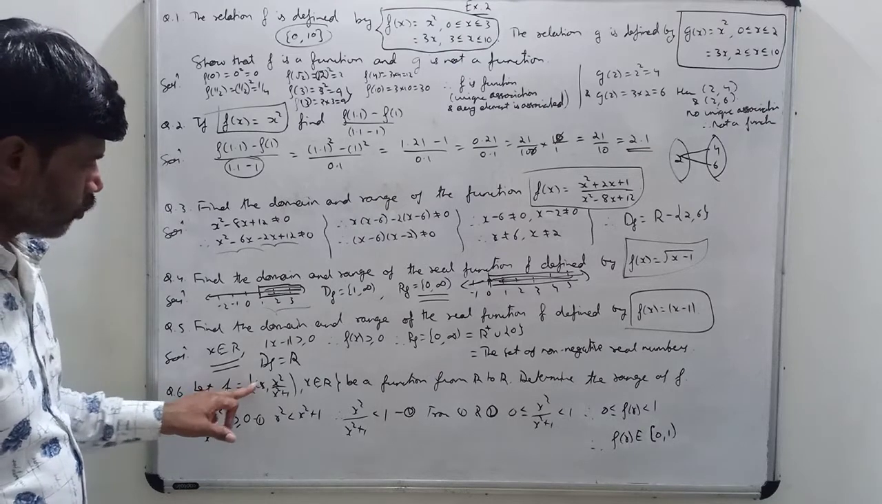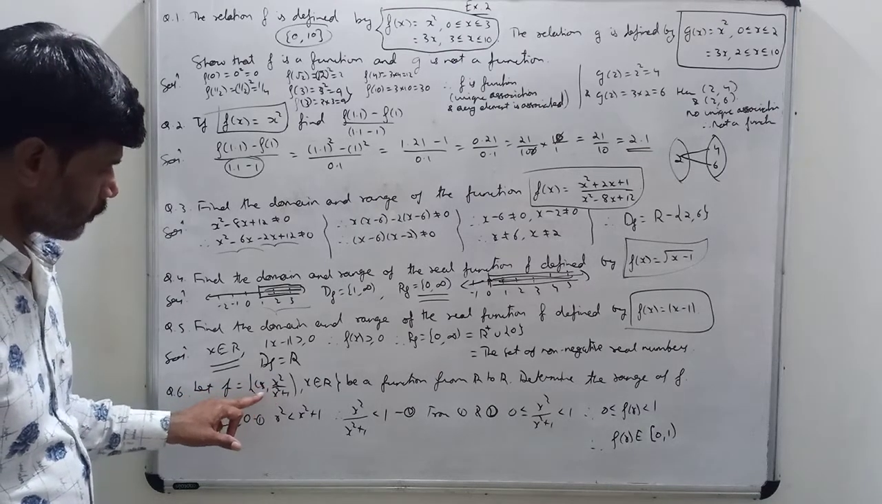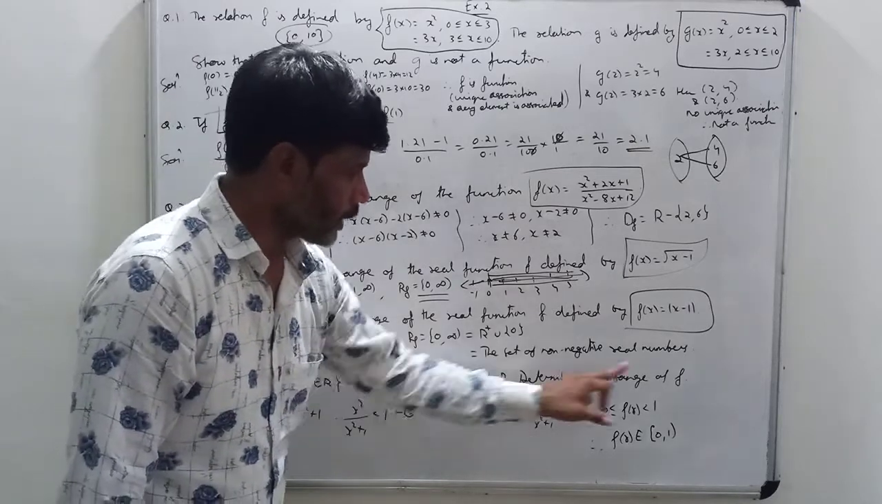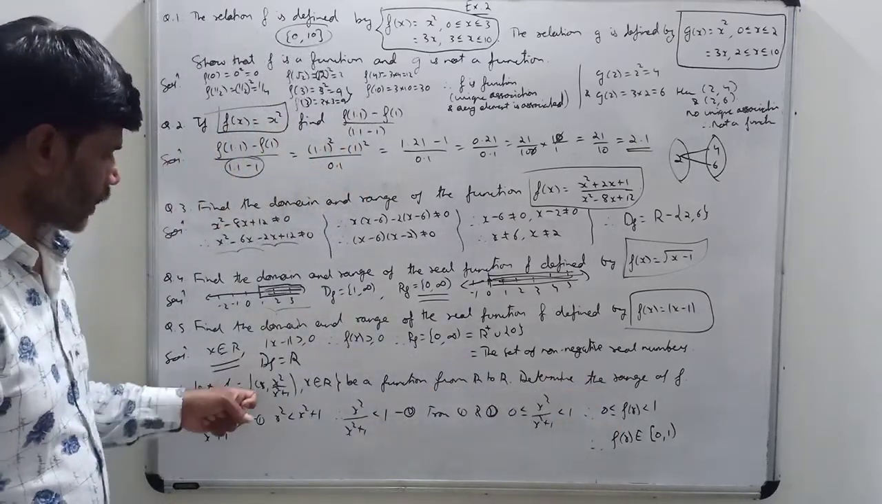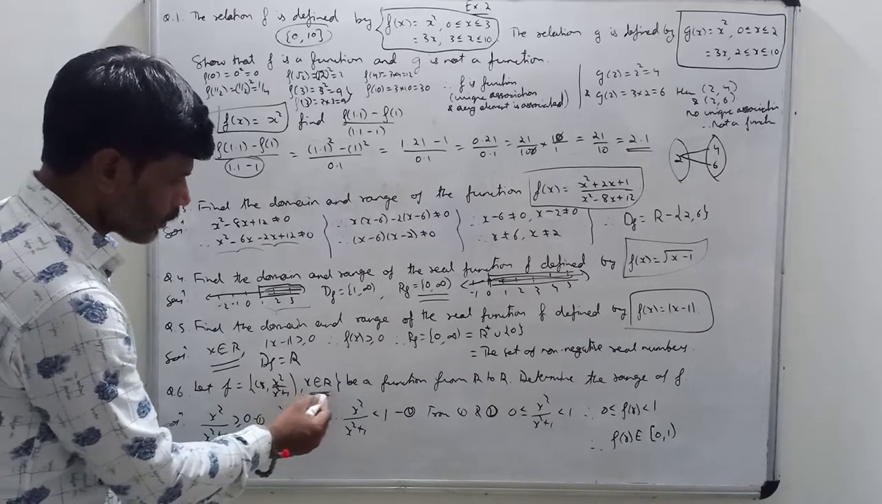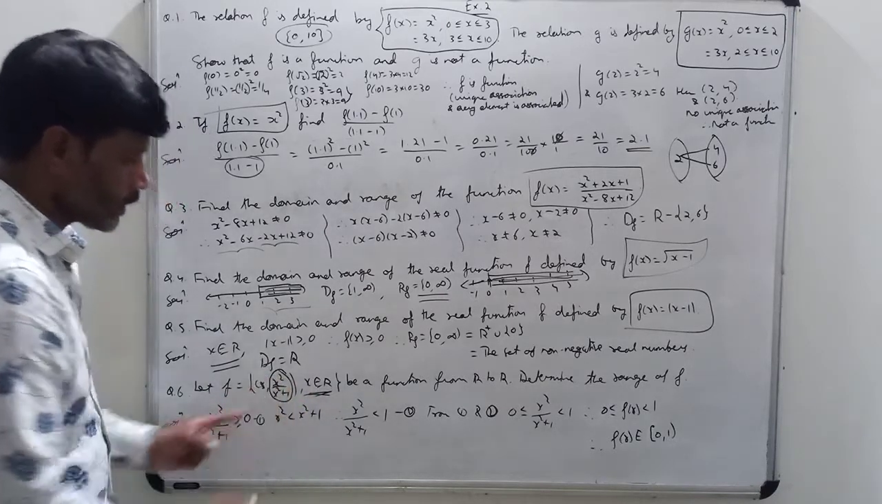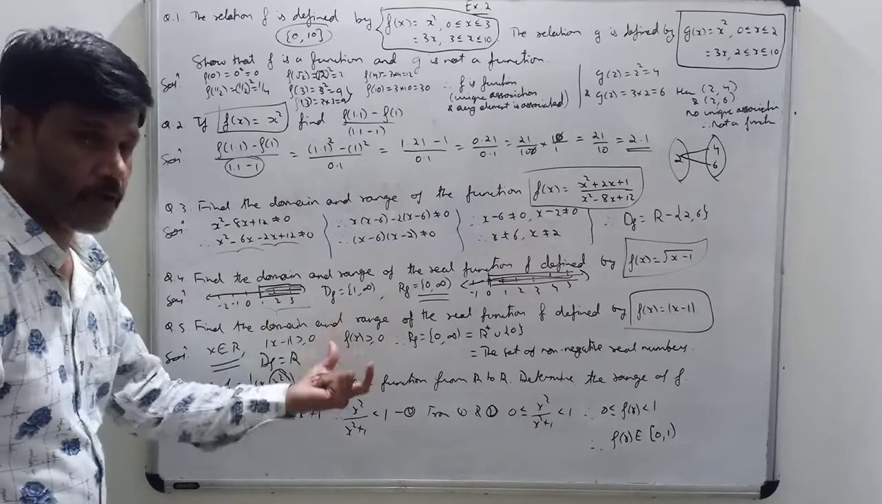Now let f = {(x, x²/(x² + 1)) : x belongs to R} be a function from R to R. Determine the range. Okay, here only the range is asked, because actually the domain is already given. The domain is R. Now to find the range, I want to find this value. This is the value of f(x). This is x, the second component is f(x).